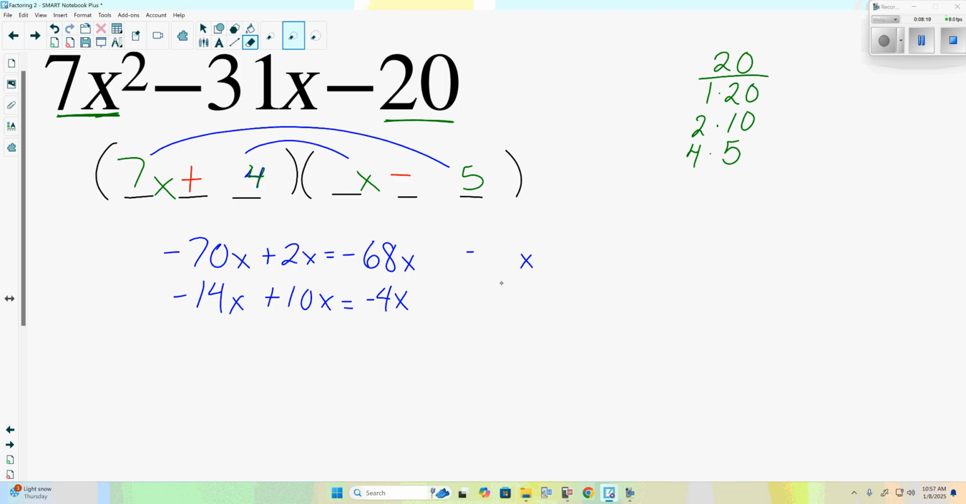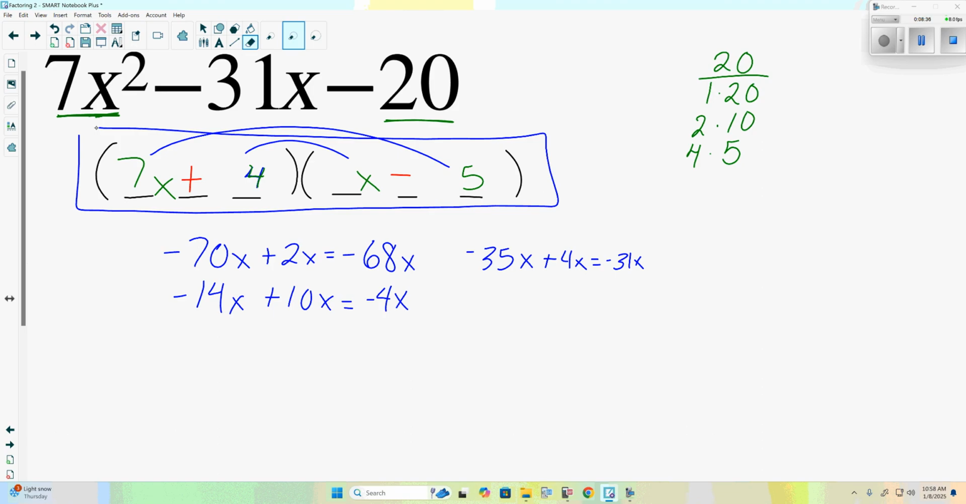Negative 35x. And 4 times x is going to be plus 4x. Is that the middle term we wanted? So 7x plus 4 times x minus 5 are the correct factors for this here.